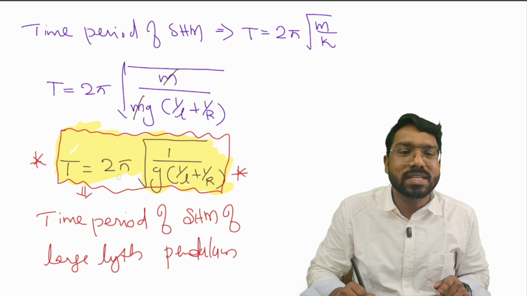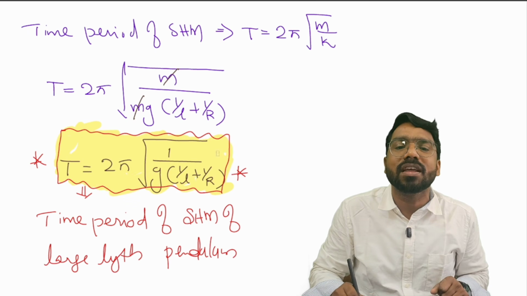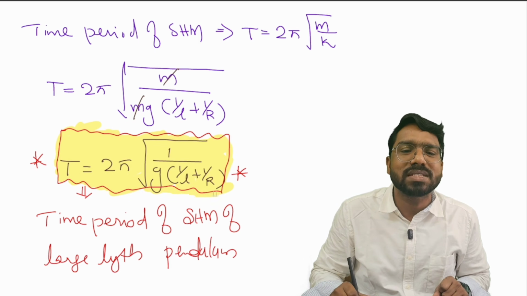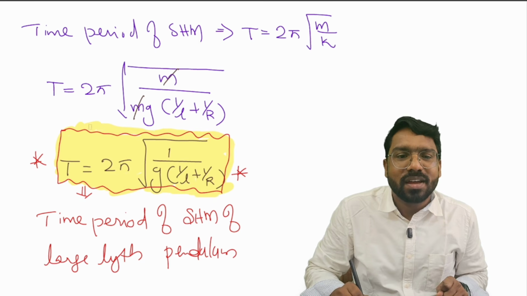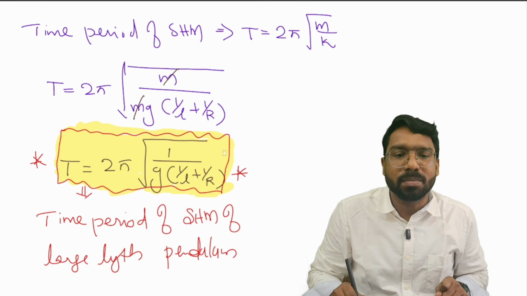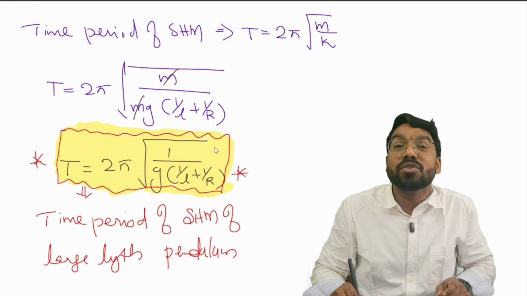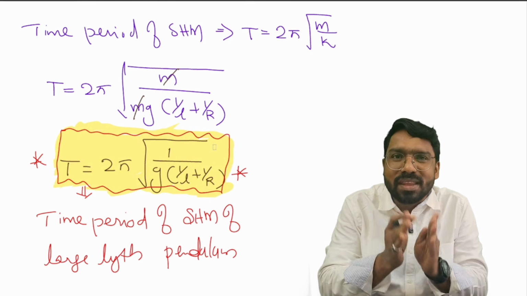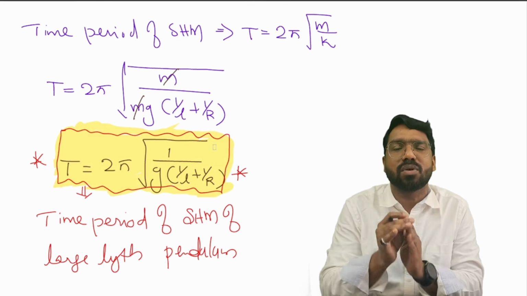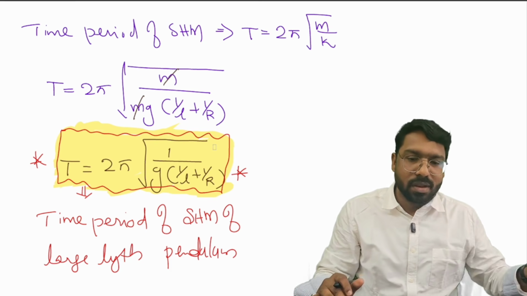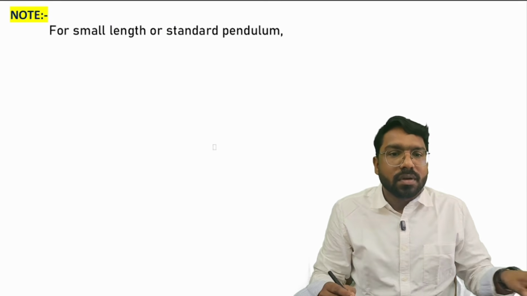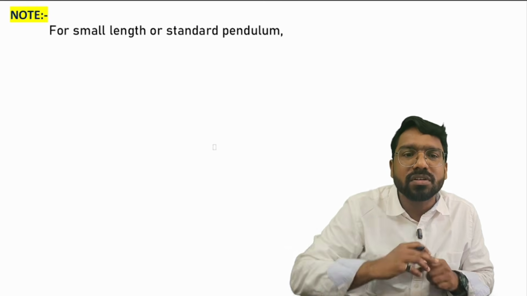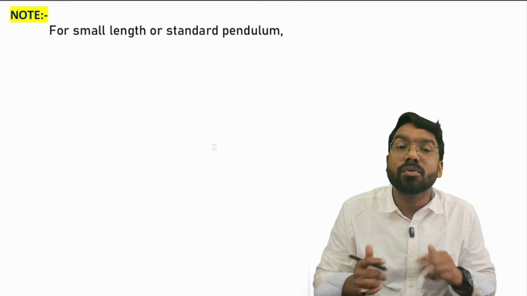So using this equation we can find time period of infinite length pendulum, large length pendulum, and standard pendulum also. So you can study this equation as a shortcut to find time period of large length pendulum. But for JEE Advanced, we have to develop the concept from the beginning and derive the final result also. Now, can we use the formula that we derived to find time period of small length or standard pendulum?